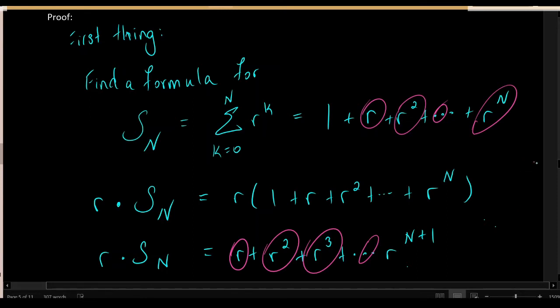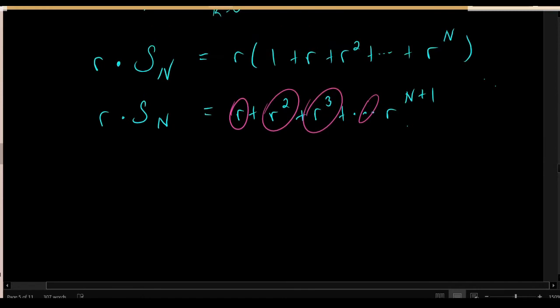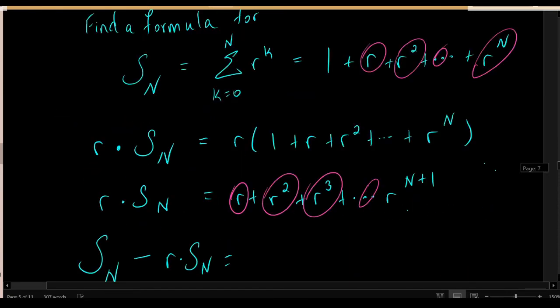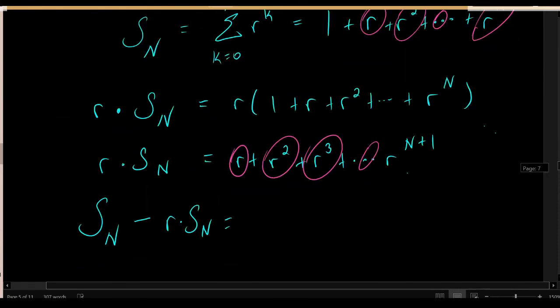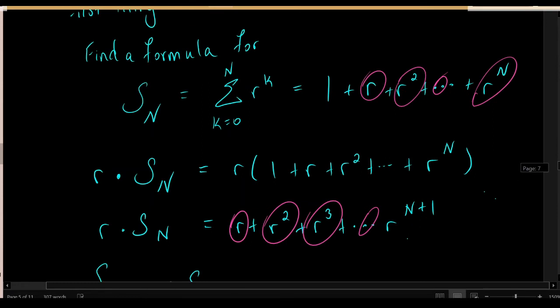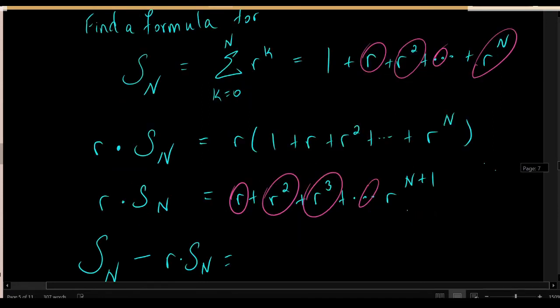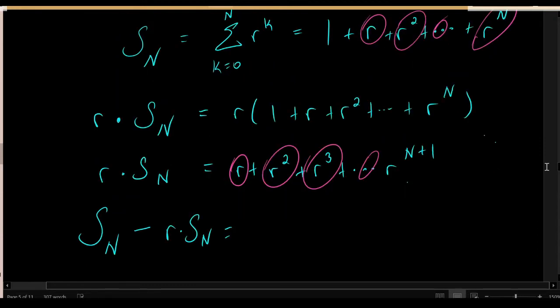So if we subtract these two, if I take Sn and remove r times Sn, then a lot of the terms here are going to cancel out. The r in Sn will cancel with the r in r times Sn. The r squareds will cancel when we subtract them. The r cubeds will cancel when we subtract them. The r to the n will cancel. And the only thing that will be left is the 1 from Sn on the far left side, and the r to the n plus 1 from the second series on the far right side, which we're subtracting.